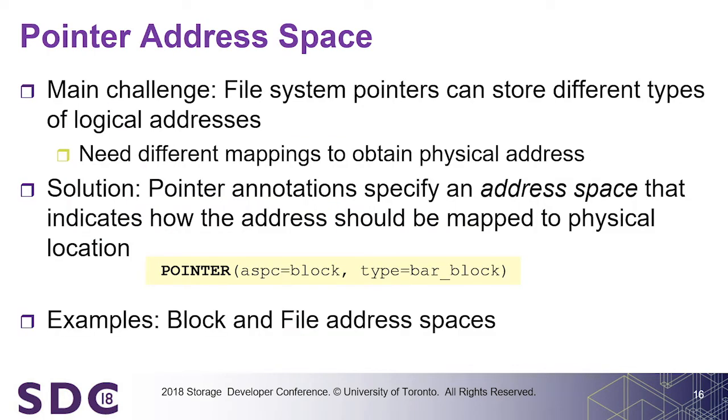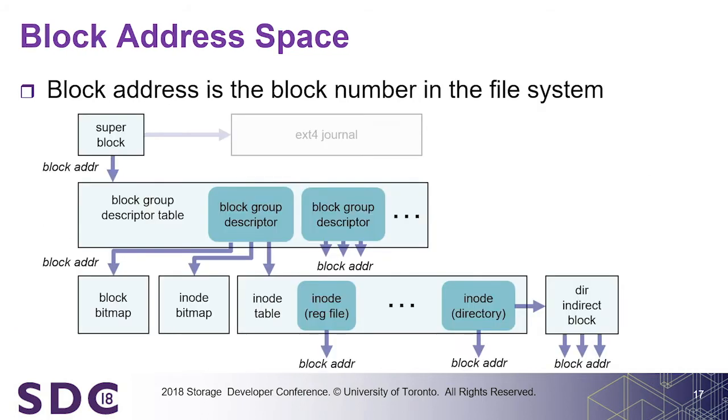The main challenge with file system pointers is that they can store different types of logical addresses, requiring different mappings to obtain the corresponding physical storage address. Our solution is to add an address space type to pointer annotations to specify how to map an address to its physical location. Examples of such address spaces include the block and file address spaces that I will describe next. In the block address space, an address is simply the block number in the file system. This is the most common address space.